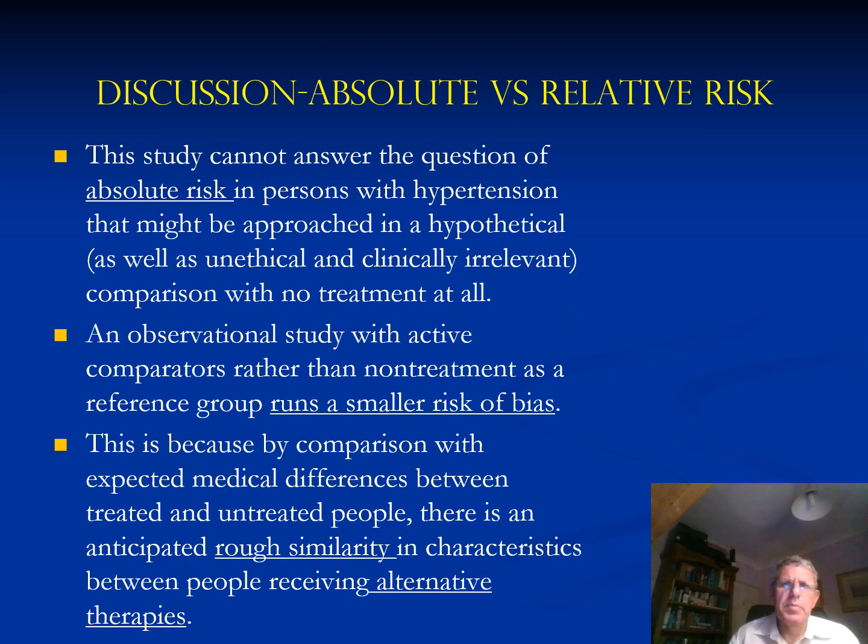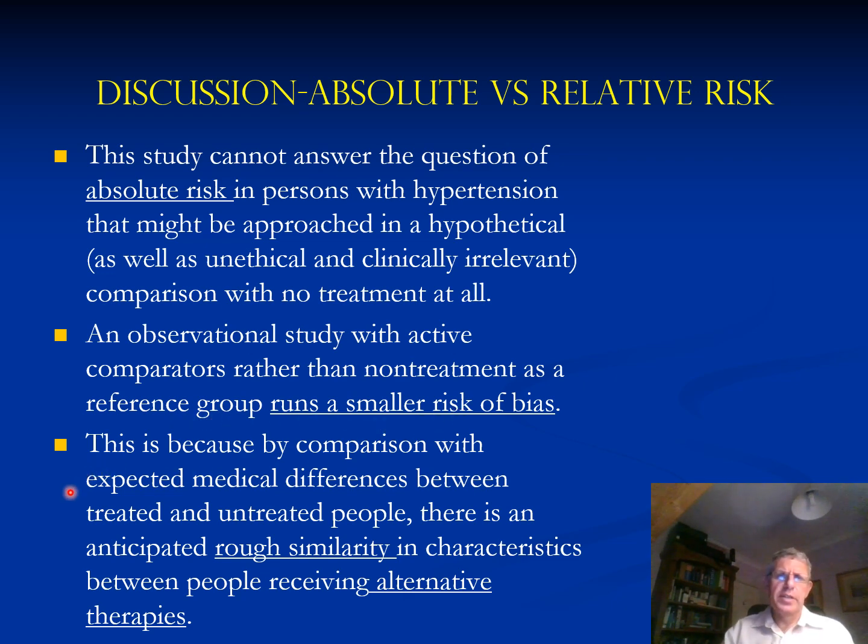So the discussion becomes more complex as it goes on. The paper goes on to state the study cannot answer the question of absolute risk in persons with hypertension that might be approached in a hypothetical comparison with no treatment at all. As we've seen, they've said that this is a clinically irrelevant situation. What they then argue is that an observational study with active comparators, as this study was, rather than non-treatment as a reference group, runs a smaller risk of bias.